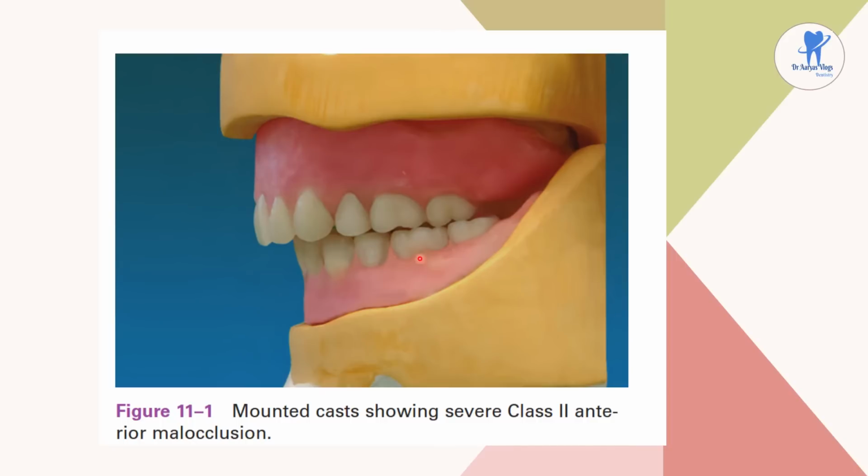So this is the mounted cast showing severe class 2 anterior malocclusion.